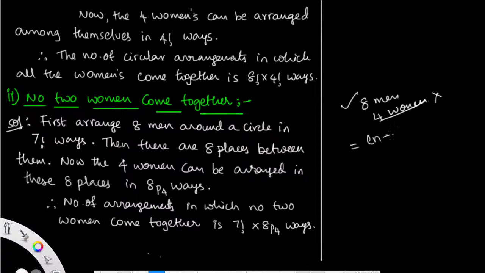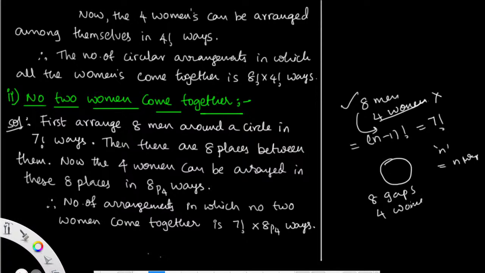It is n minus 1 factorial, that is 8 minus 1 factorial, which means 7 factorial. Since the women should not come together, first arrange the 8 men. 8 men around a circle can be arranged in 7 factorial ways. Now we find how many gaps there are. With 8 persons, you get 8 gaps. In these 8 gaps we can place the 4 women.